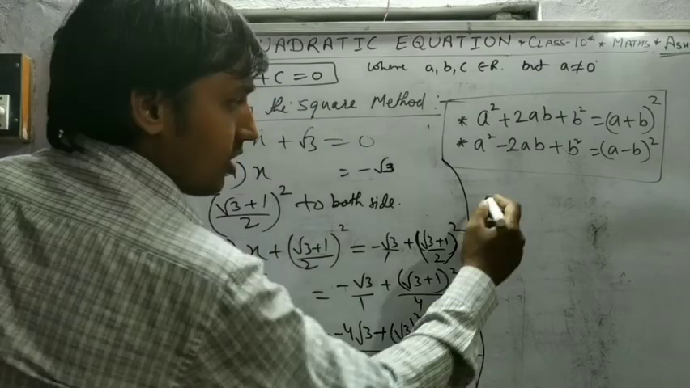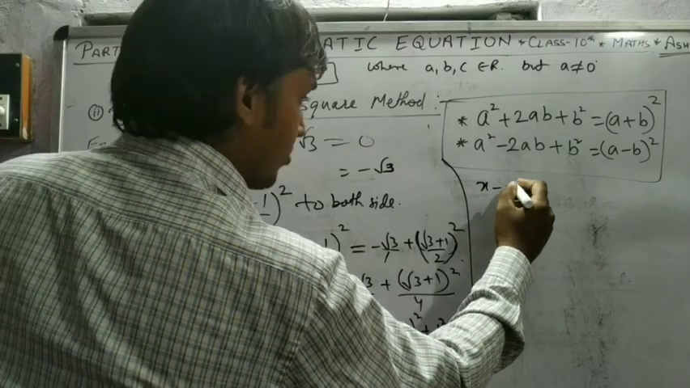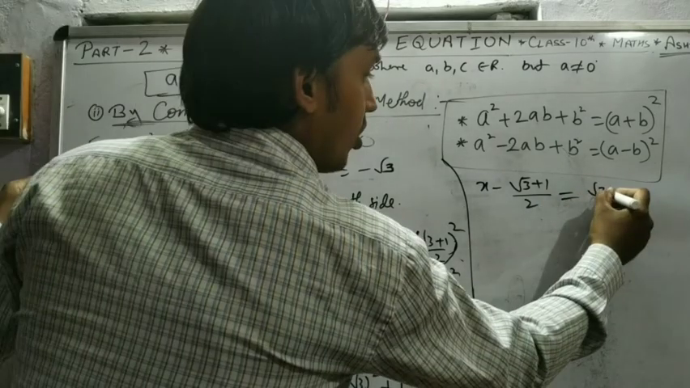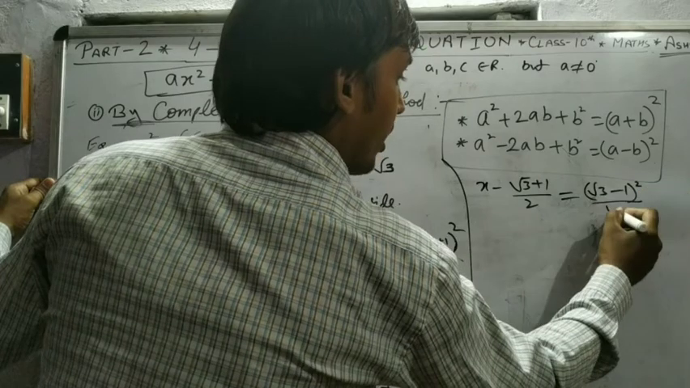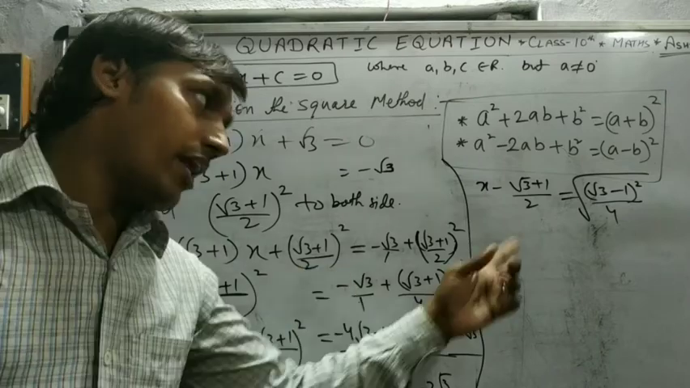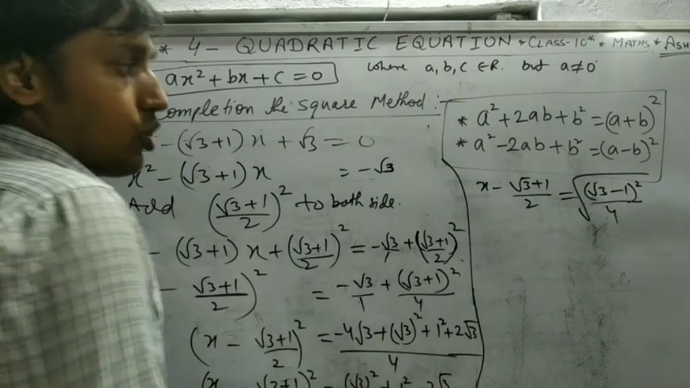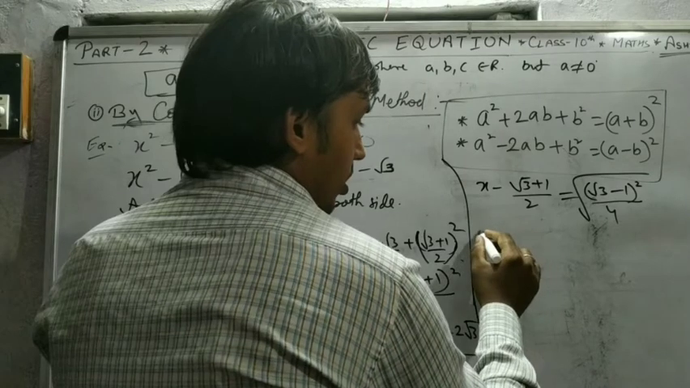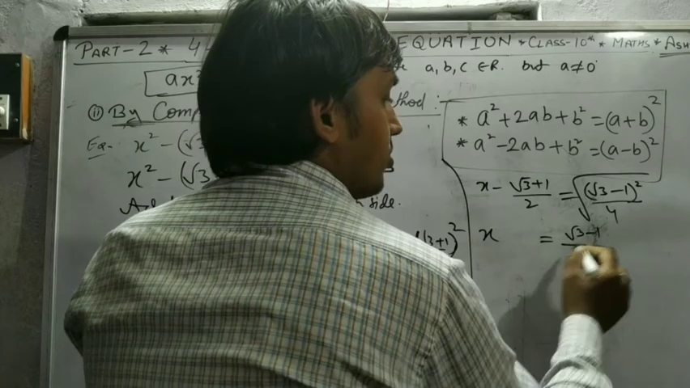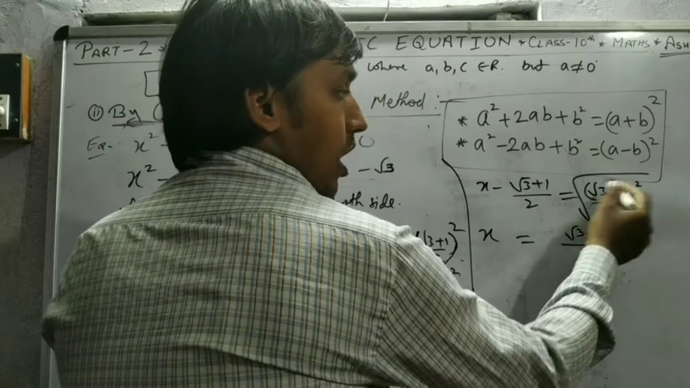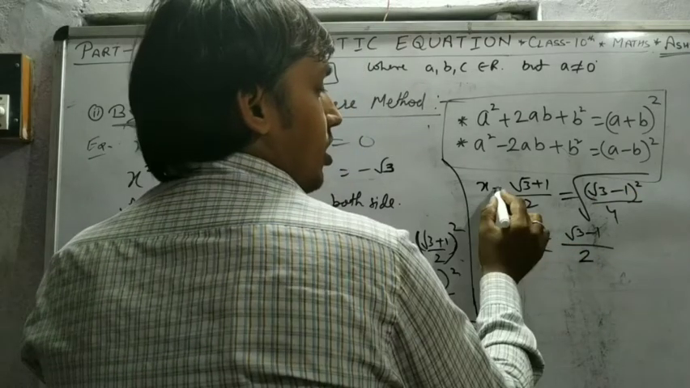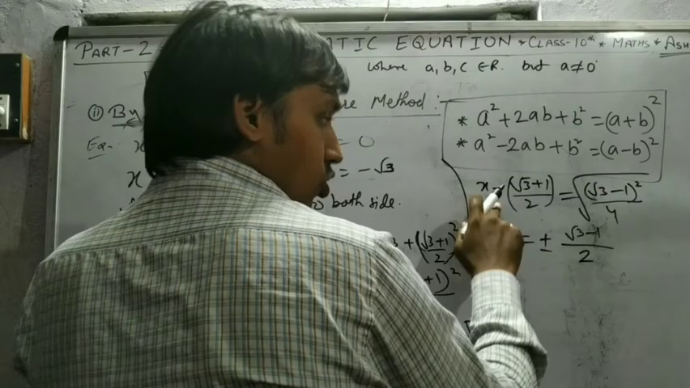It can be converted: x minus root 3 plus 1 upon 2 is equal to a minus b whole square, whole root, because the square sent to the opposite side makes a square root. Then solve. x is equal to, this is root 3 minus 1, the square root cancels, square root of 4 is 2, but plus minus. Here the minus is sent to the opposite side as plus.